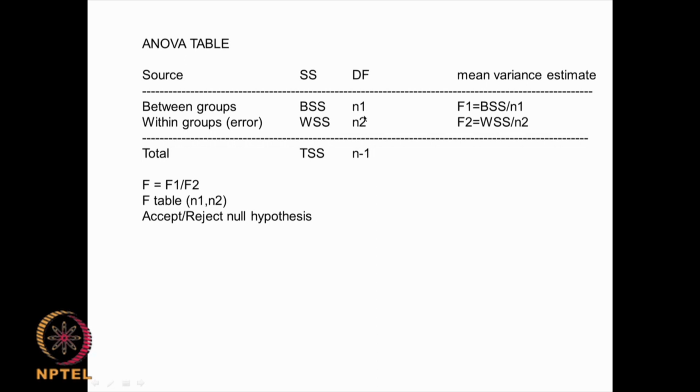Now if I want to calculate my mean squares, what do I do? BSS divided by n1 and then WSS divided by n2 will give you the mean squares for these two. Now this is the error, this is the variance between, so f1 by f2 will give me the F ratio. Then from the F table for n1 and n2 degrees of freedom, I see whether the F calculated is greater than F table or less than. If calculated is less, obviously there is no reason for you to reject the null hypothesis. If F calculated is greater, then there is a reason for you to reject the null hypothesis.